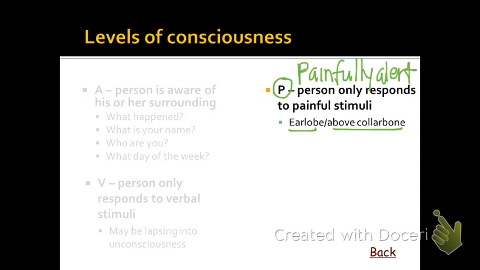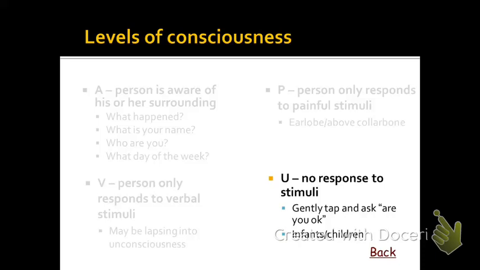And then the last level of orientation, probably the worst level of orientation, would be someone who is what we would consider unresponsive or unconscious to any type of stimuli, whether that be verbal, whether that be painful. So how do we confirm this? The first thing we want to do is gently tap and shout and just say, "Are you okay? Are you okay?" And typically with an unresponsive patient, you will not get any response whatsoever.